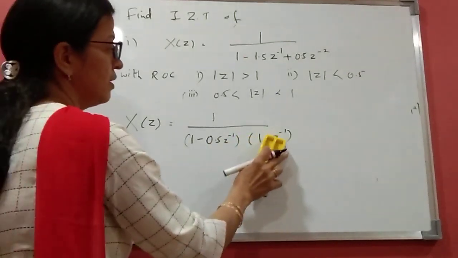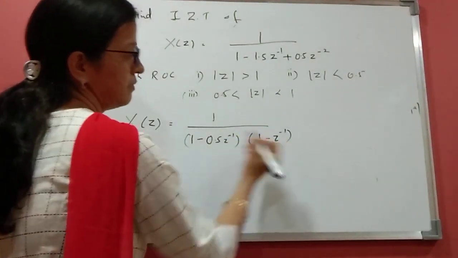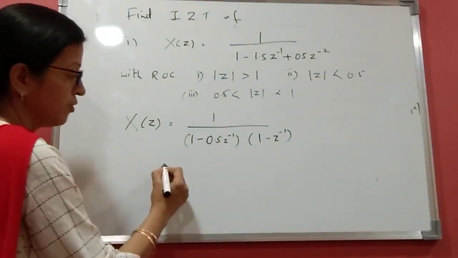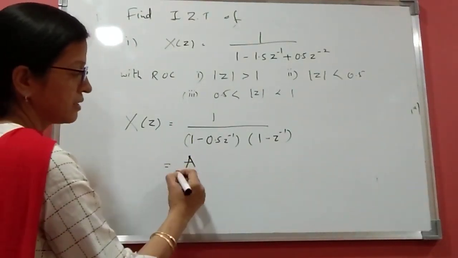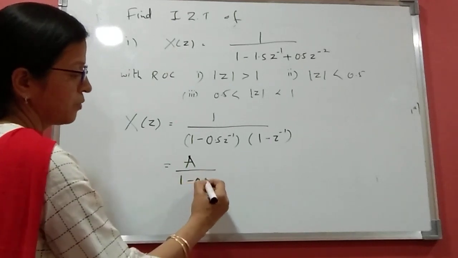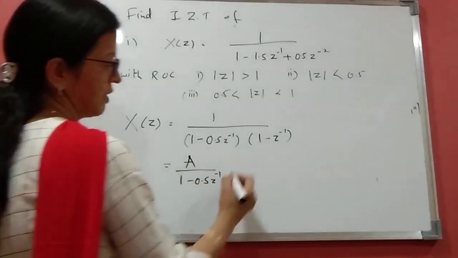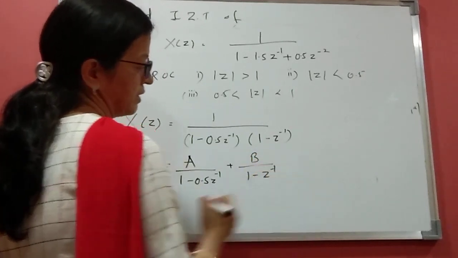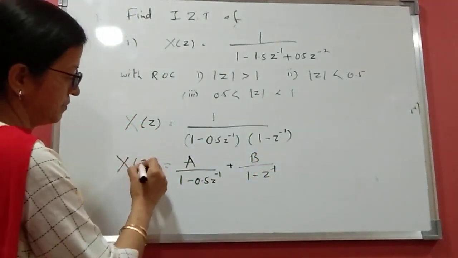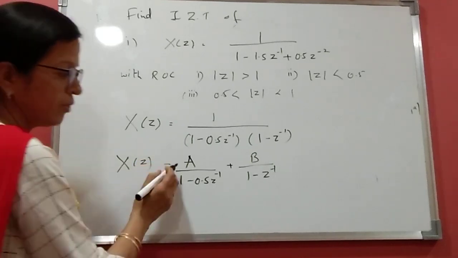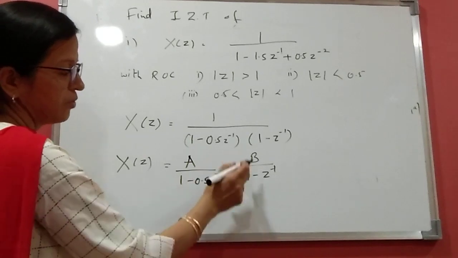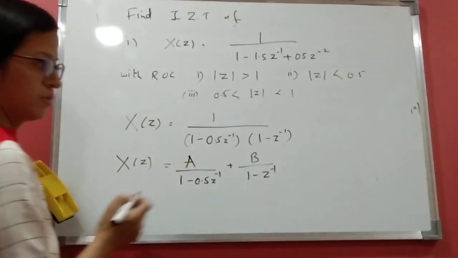So one is at 1 and one is at 0.5. So we have to write this using the partial fraction method. It is A upon (1 minus 0.5 z raised to minus 1) plus B upon (1 minus z raised to minus 1). This is X(z). If I know the values of A and B, I can find the inverse Z transform of this.